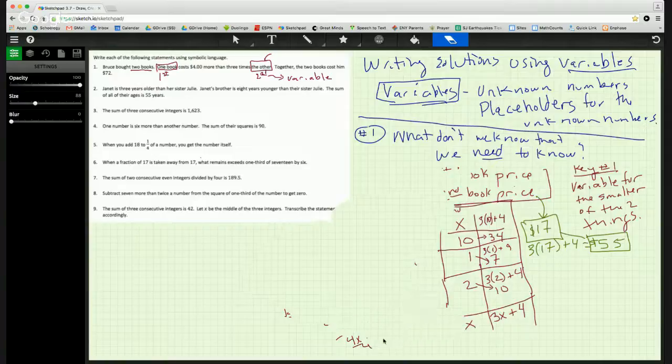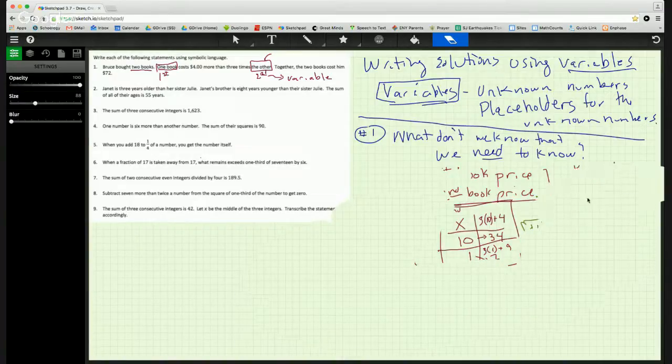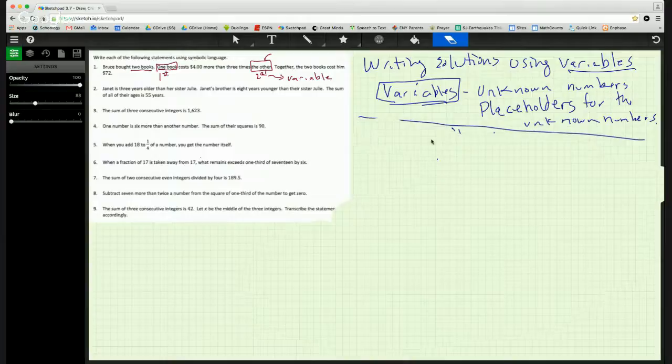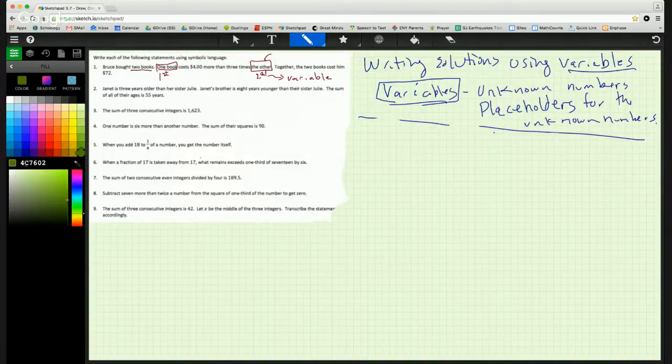So let me erase this, and let's move on to 2. You'll get the hang of this as you do more and more of these things. That may have been a little difficult, and setting up word problems is difficult sometimes. But let's see if we can make sense out of number 2. The more practice you do, the better you will get at these things.